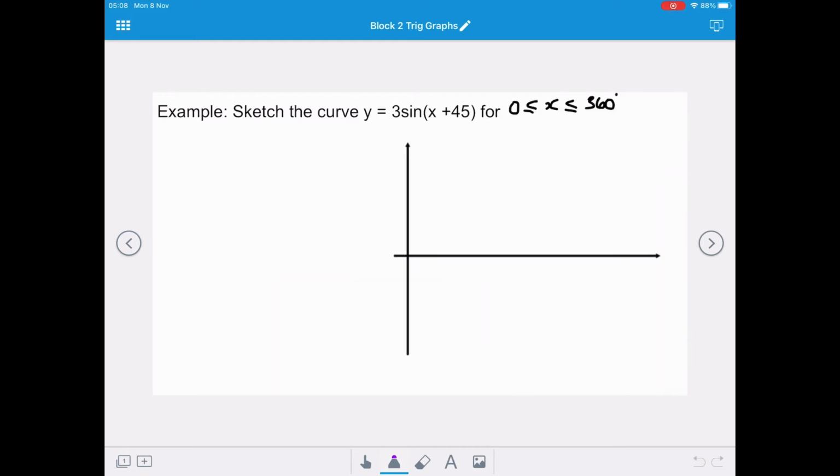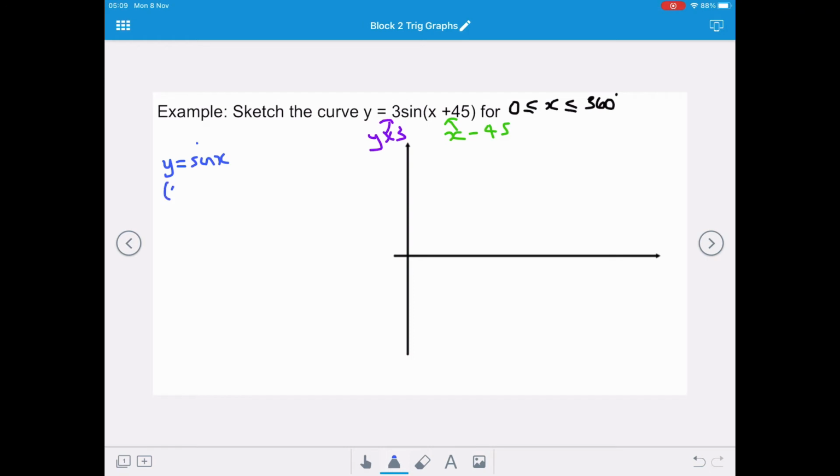So far we've been asked to determine the equation of a curve. This time we're being asked to sketch the curve y equals 3 sine x plus 45 for the domain 0 to 360 degrees. So the first thing we want to do is consider our key points on our y equals sine x curve. And we're going to multiply all of the y coordinates by 3, and we're going to subtract 45 degrees from all of the x coordinates. So this means that for an x plus 45 degree shift, we're going to be moving the curve from its original position to the left.